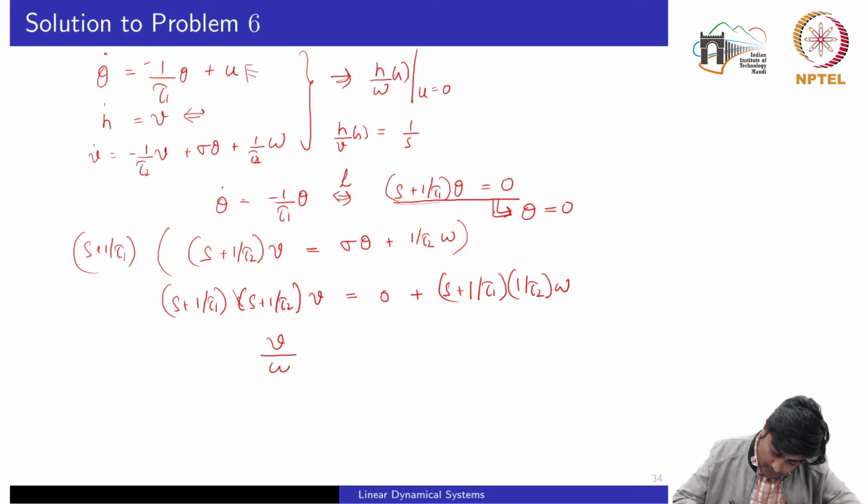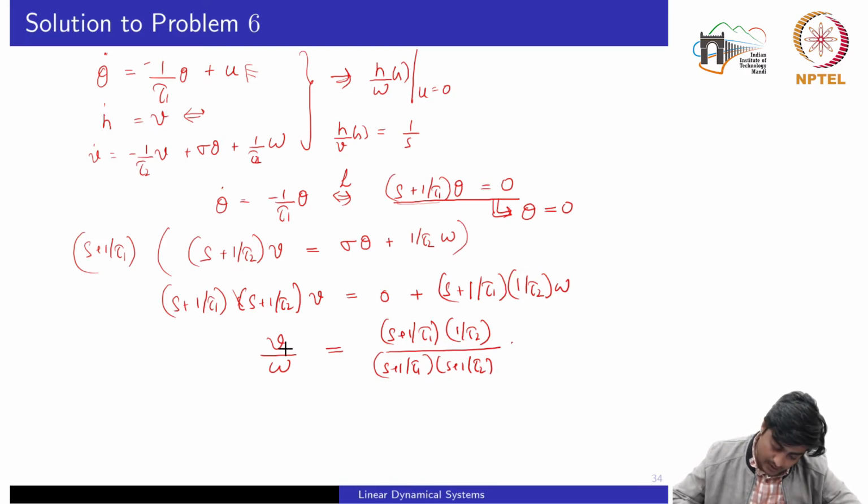Now computing the transfer function from here, v by w, we would have s plus 1 by tau 1 in the numerator, and in the denominator again 1 by tau 1 and s plus 1 by tau 2, as a function of s. Now this v by w, once multiplied by this h by v, I would have h by w as h by v into v by w, all in the s domain.